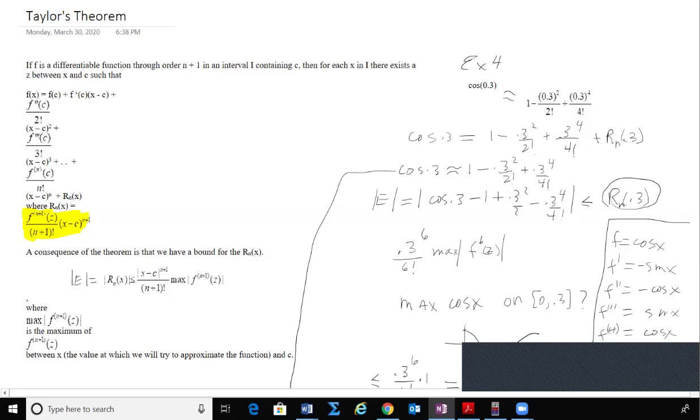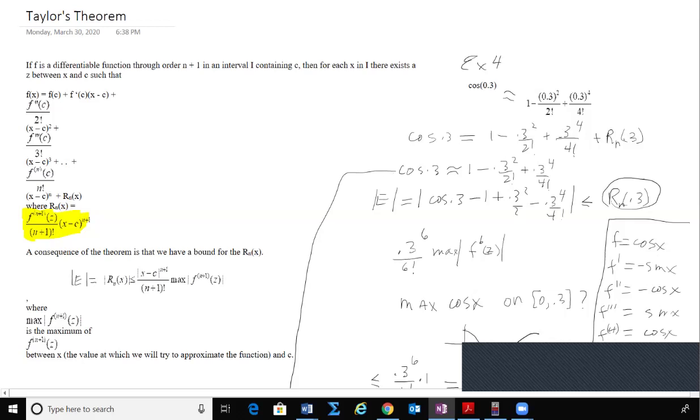it exists for some z in a neighborhood of c and x. Okay, it's between c and x. There's a number z somewhere in there, such that this term exists and encompasses the remaining portion of this function. Okay, so one term can do that. It can take up all of the rest of this remaining function for some value of z.